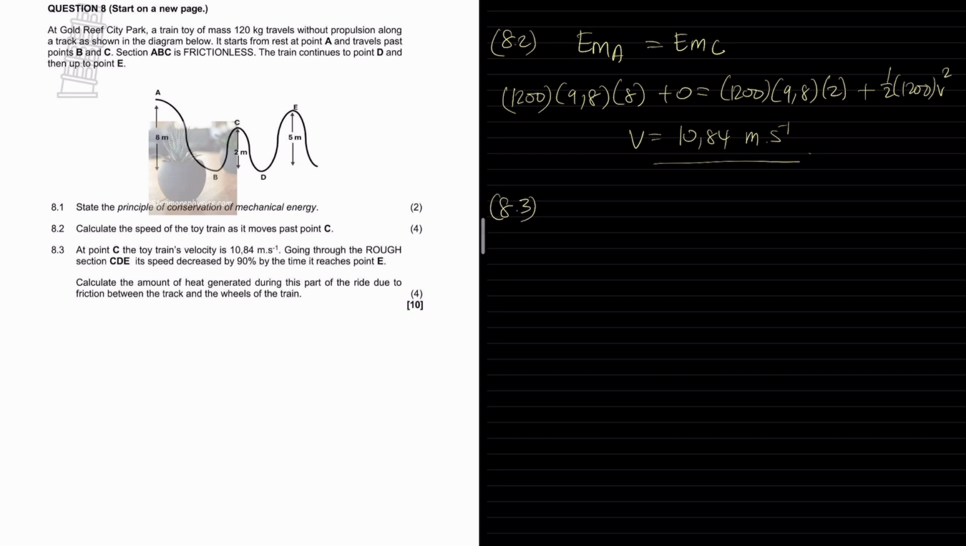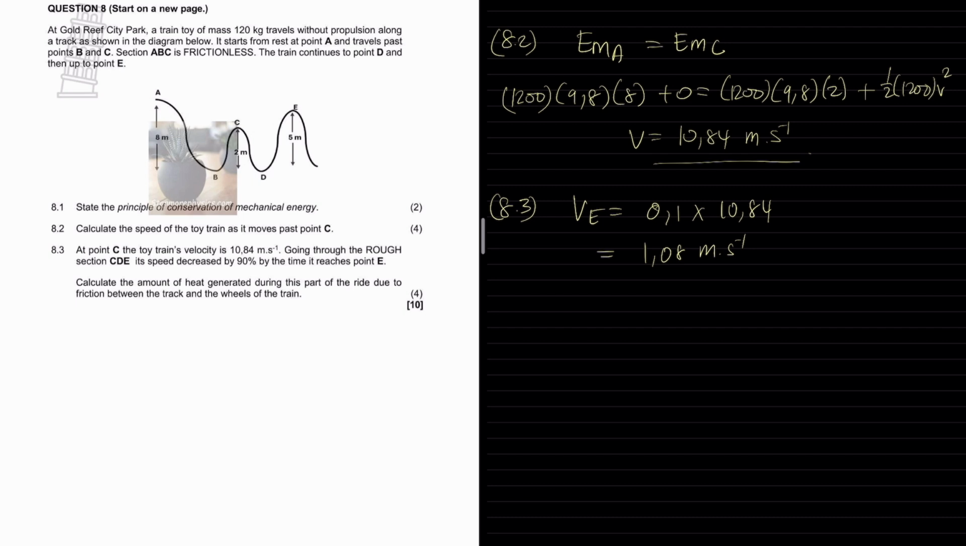Question 8.3. At point C, the toy train velocity is 10.84. Okay, we worked it out. Going through the rough section CDE, its speed decreased by 90%. Calculate the amount of heat generated due to friction. Okay, so I want to work out the velocity at E. It's going to be 10% of the original since it lost 90%. So 0.1 times 10.84, and that is equal to 1.08 meters per second.